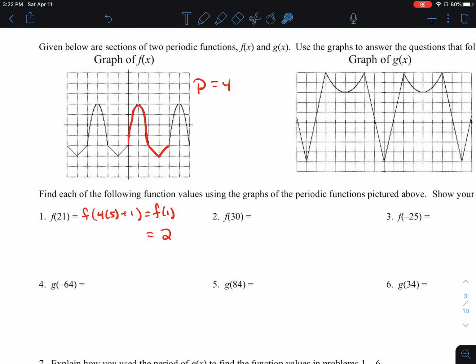F of 30, well, since each period length is 4, we could fit 7 complete periods in this. 7 times 4 is 28. And then to get to 30, we have to add 2 more. This is equivalent to saying f of 2, because 7 complete periods put you in the same position, the same height. F of 2 looks like that is a negative 2.